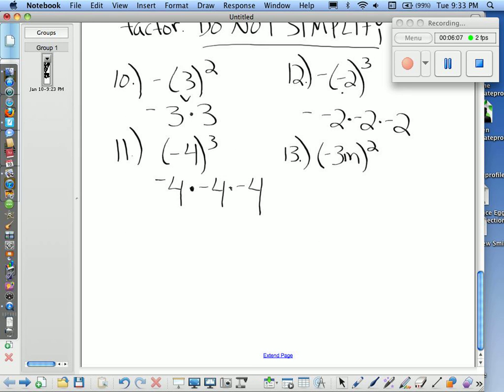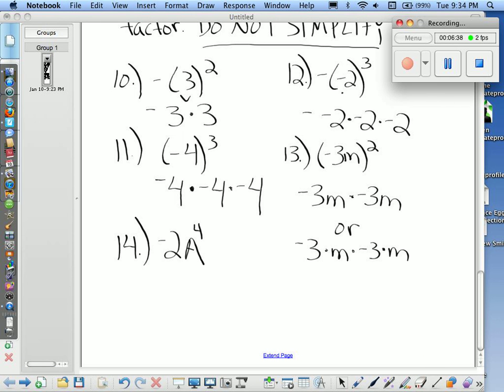So in number 13, -3m, that whole term is being squared. So we have to show that repeated multiplication twice. Okay, you could have shown it like that or like this. That means the same thing. Either way, we're still multiplying it all together 2 times.